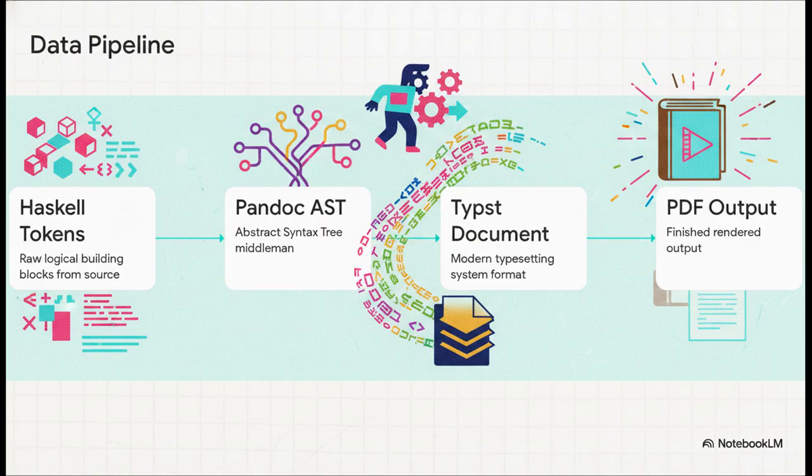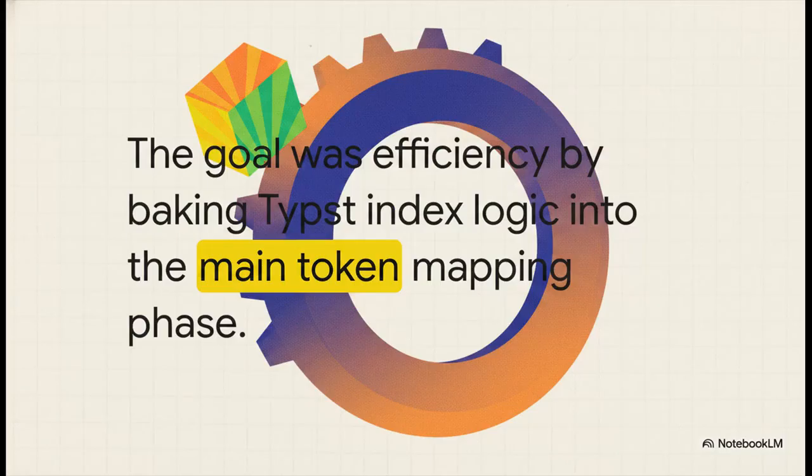No way. So, to understand how a disaster like this actually happens, we really need to map the territory. Our data pipeline here is basically a multi-step transformation. First up, we've got Haskell tokens providing the raw logic. Then, those get converted into a Pandoc abstract syntax tree, or AST. Pandoc is basically acting as our middleman here, translating that AST into a Typst document for modern formatting, and then that finally renders out the finished PDF. So, it stands to reason, if something breaks at the very end of this chain, the culprit is hiding in one of these handoffs.